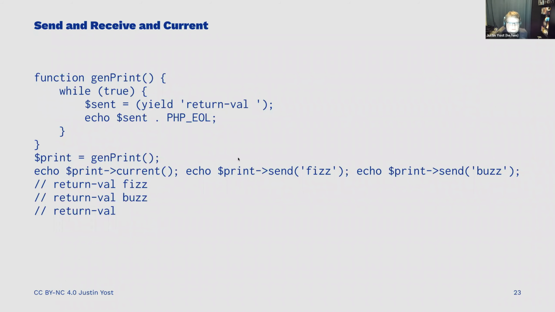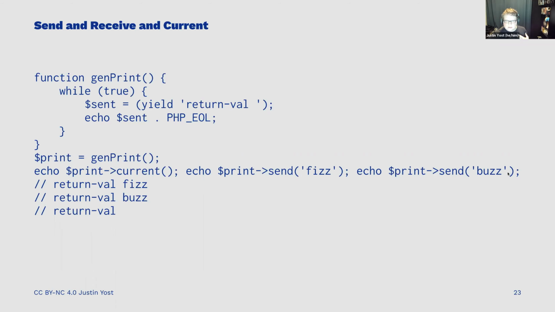So now we can kind of put more pieces together. If we actually put that together with current, right? Current calls the first yield. So now if we call echo print current, this will actually yield that return value here. Pause the execution, call echo print send fizz. Fizz becomes sent. Echo fizz, PHP end of line, loop back around, yield, we're at a yield, we pause execution, return val gets popped back. That becomes return val here, right? On this line.